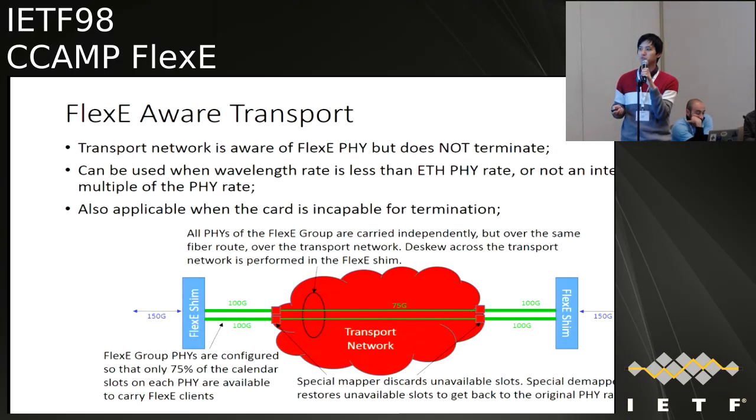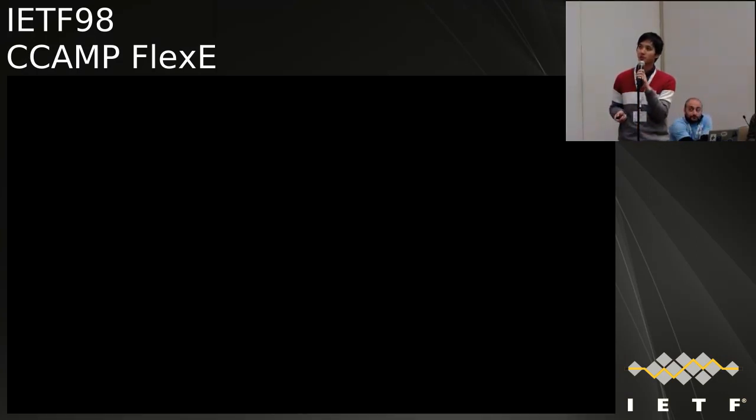And we also need to give special consideration to the mapping and demapping for the slot distribution. We need to allocate the slots of the transport network to carry the corresponding FlexE groups. So that is the case of the FlexE aware transport. And I think that is all for my introduction about the FlexE background and the basic information.